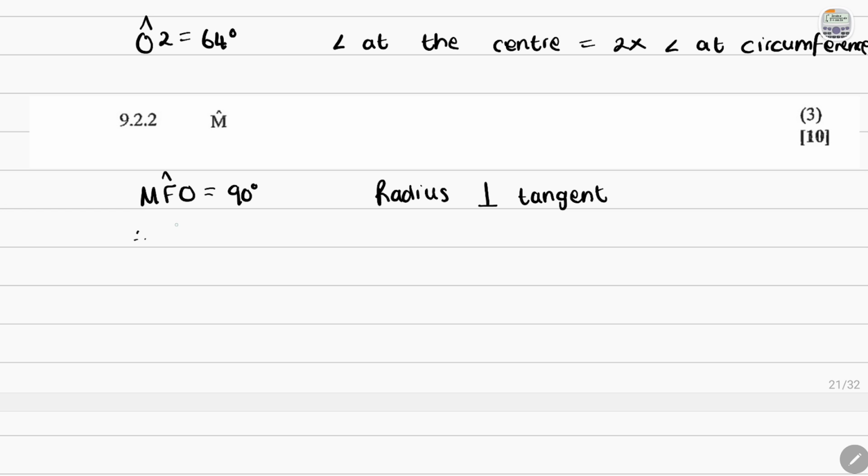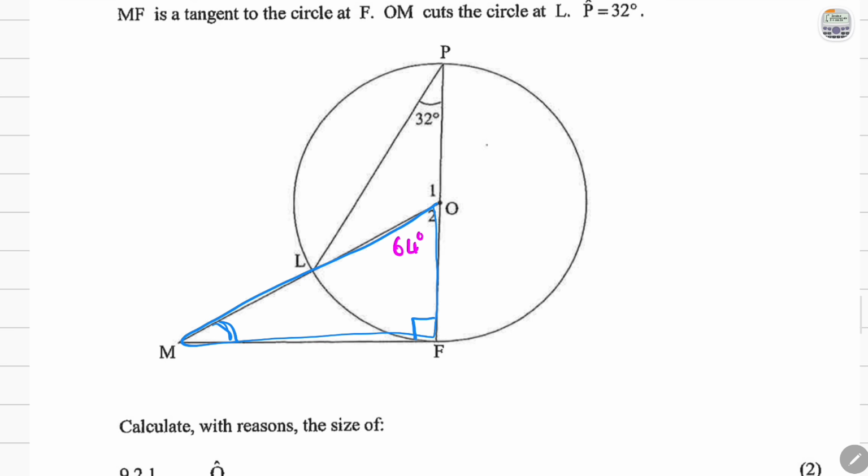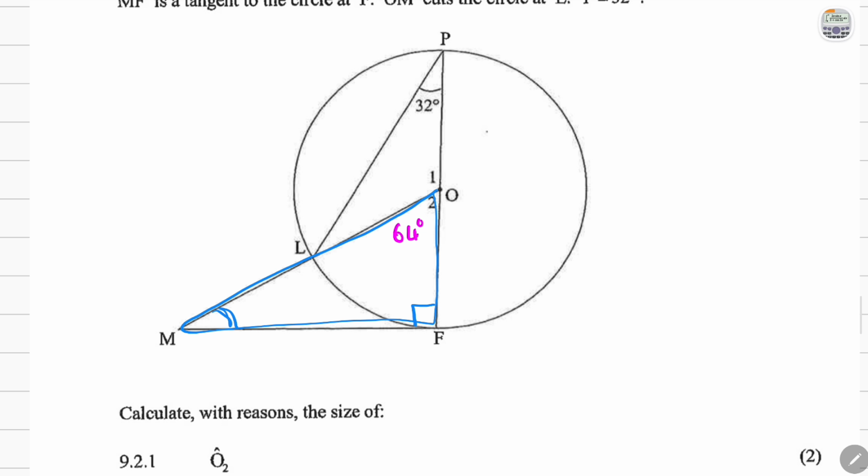So to find angle M, we'll just say that angle M is equal to, you know that the sum of angles in a triangle, they add up to 180 degrees. So this plus this plus this give us 180 degrees. So to find this angle, just say 180 degrees minus 64 degrees and minus the 90 degrees, and we'll get our answer.